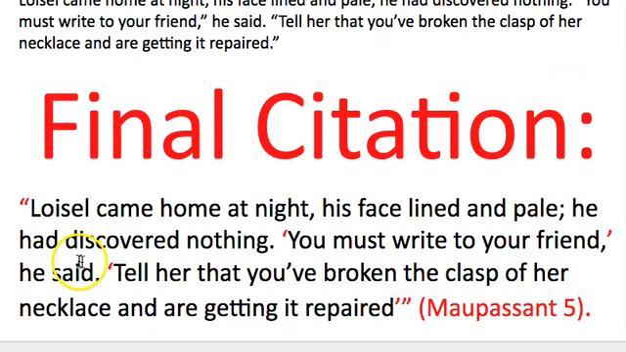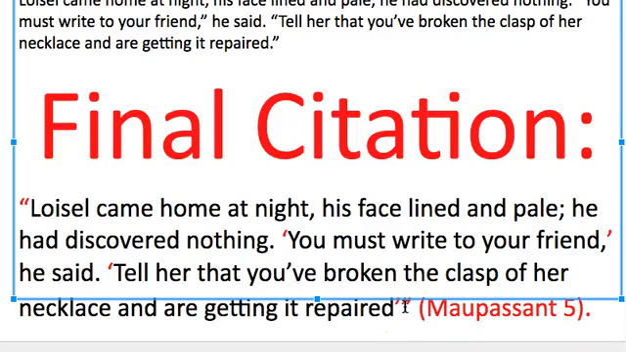So this is what it would look like. The correct citation, you would have quotation marks. You can have singles for conversations within your citation. The conversation ends here. Your quote ends here, your citation. This is where you give credit to the author, page number, parentheses, and the period on the outside.